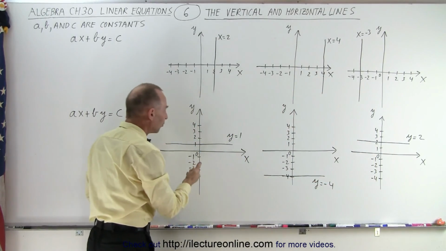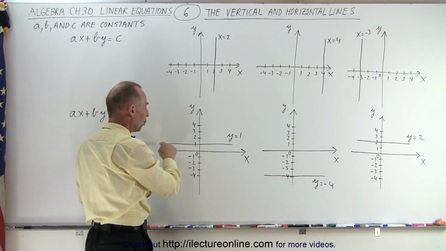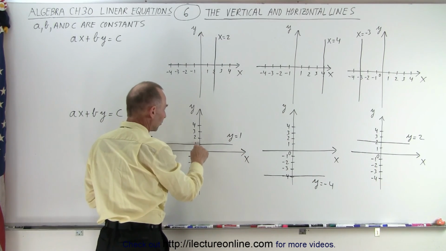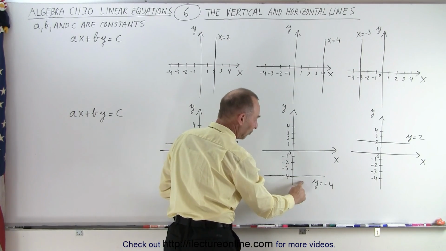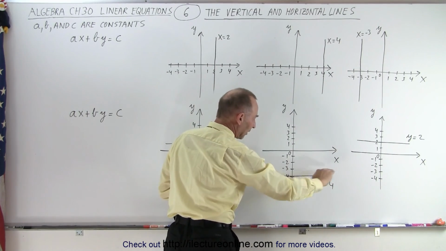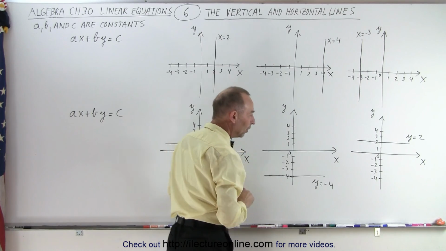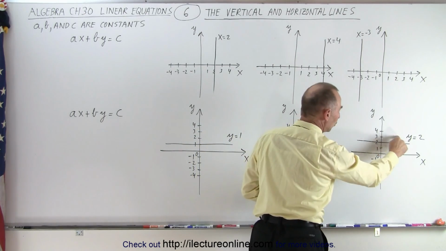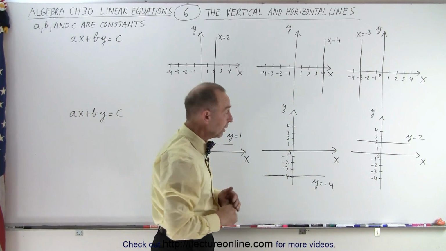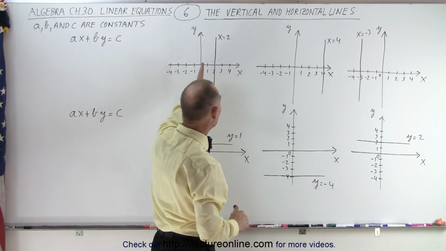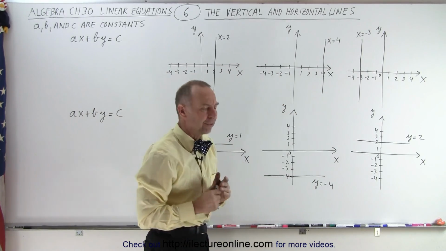Here we have three examples of horizontal lines. We have the line y equals 1. Notice it crosses the y-axis when y equals 1. Here we have the line y equals -4. Notice it crosses the y-axis at -4. And here we have the line y equals 2. Notice it crosses the y-axis at y equals 2. These are all horizontal lines. These are all vertical lines.